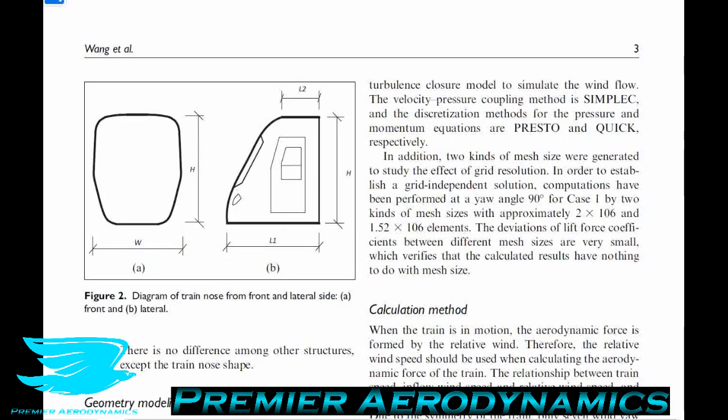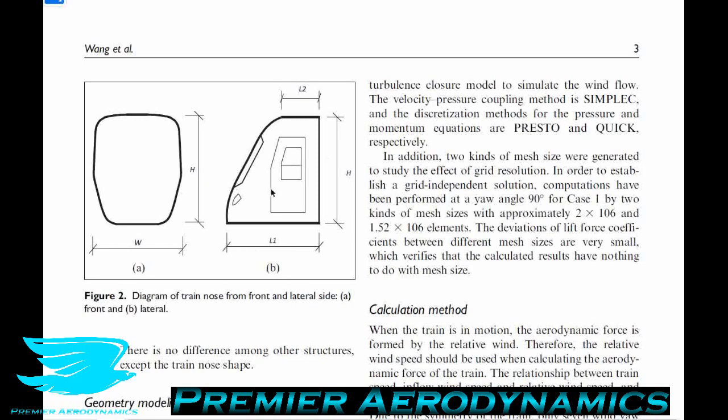So the H dimension is simply the height, the L1 dimension is the distance from the bottom of the nose to the bottom of the end of the nose, and then the L2 distance is the distance from the top of the nose, like when you go to the top of the train, the front of the nose all the way to the back of the nose when you're on top. So these 2 lengths here change effectively how slanted the front nose is.